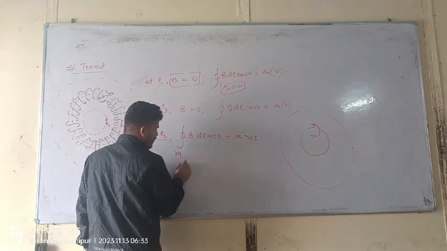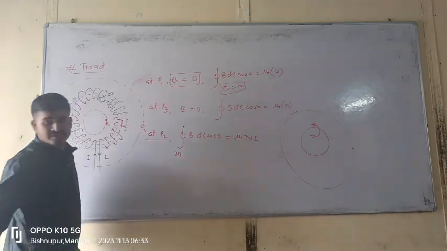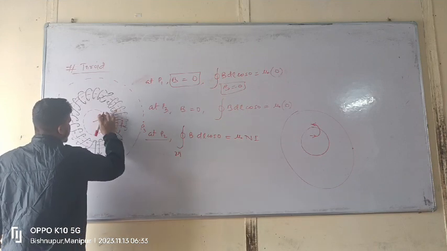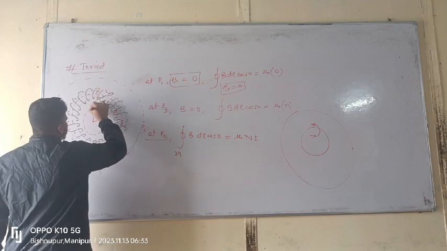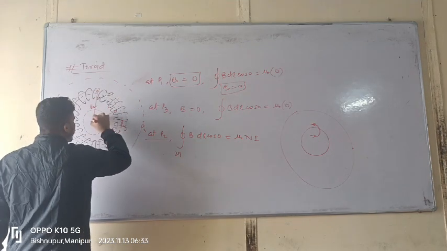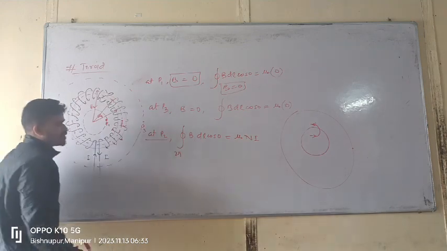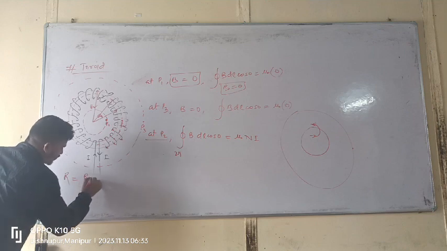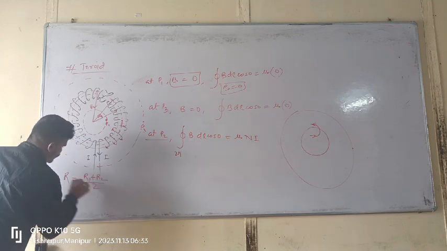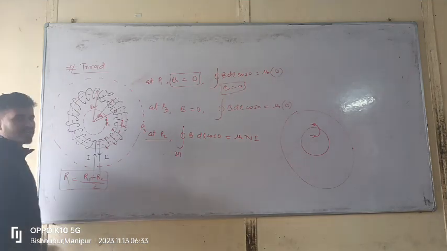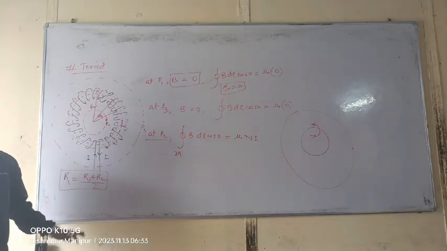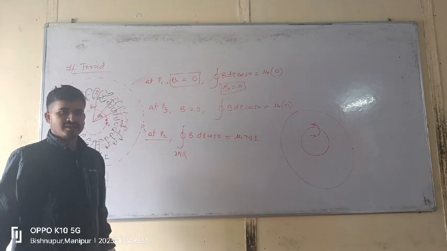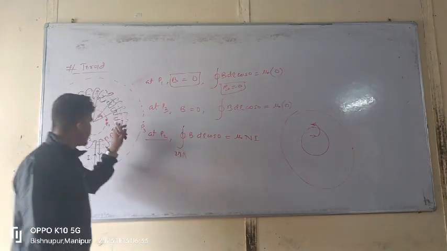What is the length dl? 2 pi. There are 2 radii, no? One is the inner radius R1 and one is the outer radius. Which R are you talking about? You are talking about the middle one. R mean means R1 plus R2 by 2. Here 2 pi capital R means R mean. Clear? You are talking about in between them, no?